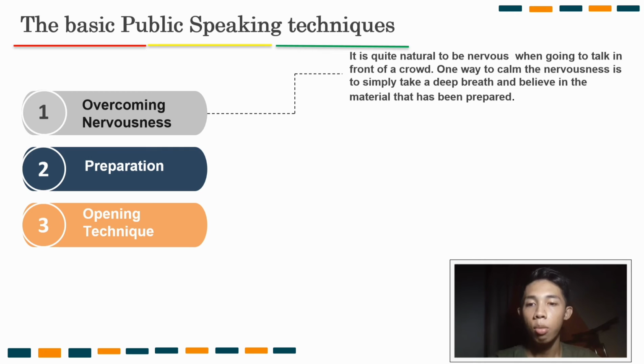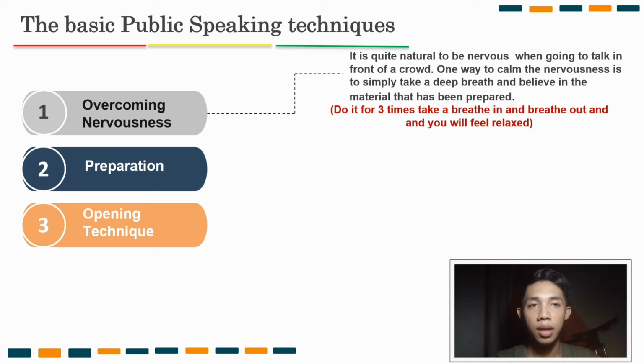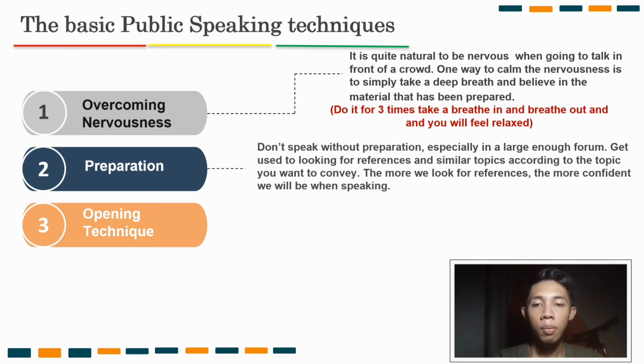1. Overcoming nerves. It is quite natural to be nervous when going to talk in front of a crowd. One way to calm the nerves is to simply take a deep breath and believe in the material that has been planned and prepared. Do it 3 times. Take a breath in, breath out, and you will feel relaxed.